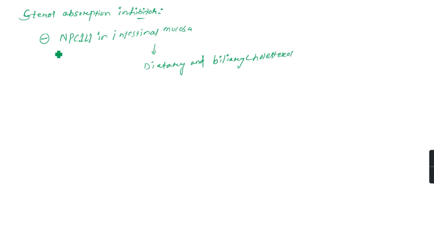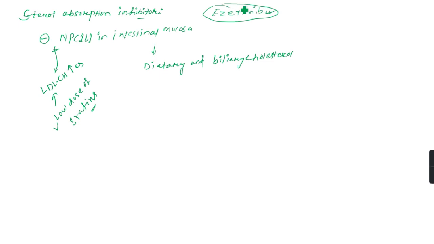As it helps in absorption, if we inhibit it, the absorption will be reduced and the total cholesterol will be reduced. Due to that, there is a compensatory mechanism. In our body there is always a compensatory mechanism for each and every class. So through the compensatory mechanism, the LDL cholesterol level increases. To counteract this, we have to give a low dose of statin. So when we give a dietary sterol absorption inhibitor, we have to give a low dose of statin. The drug is ezetimibe. A question is directly asked, which drug comes under dietary cholesterol absorption inhibitor, that is ezetimibe.